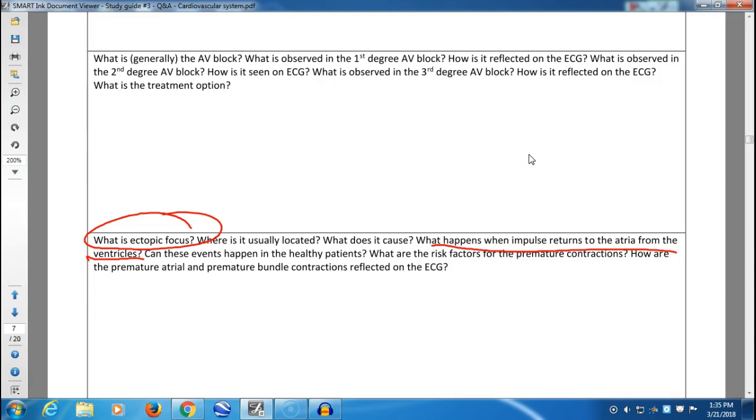Can these events happen in the healthy patients? Yes. Actually, it causes premature contractions, right? Can be caused by coffee, nicotine, any type of stimulant. What are the risk factors for the premature contractions? Previous myocardial infarction. If we talk risk factor. Premature atrial and premature bundle contractions reflected on ECG have an extra beat. Okay.